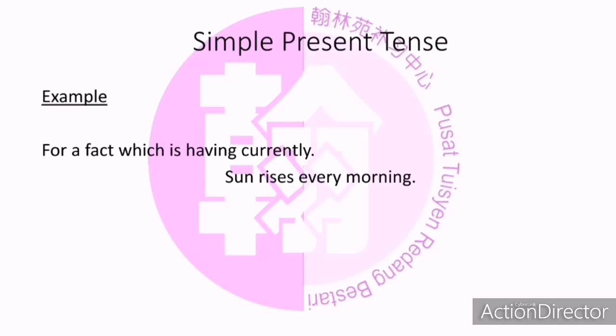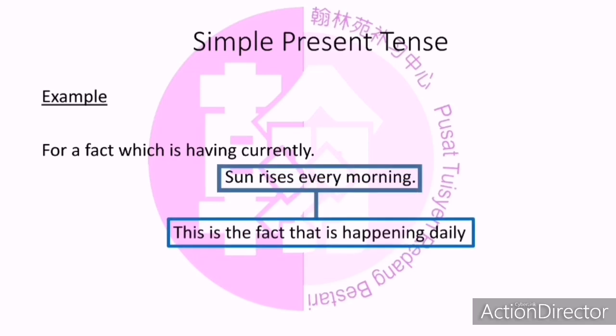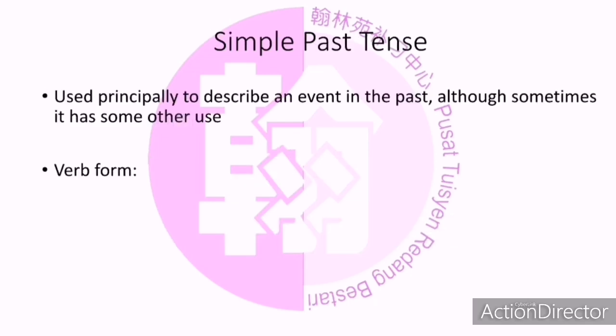Alright, we can see from the other example, which is a fact that holds currently, that the sun rises every morning. So the sun rising is a fact. This is a fact that happens daily, and we do know about it. The sun does rise in the morning instead of at night time.